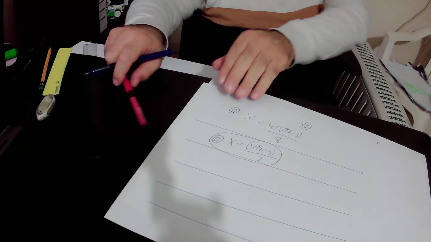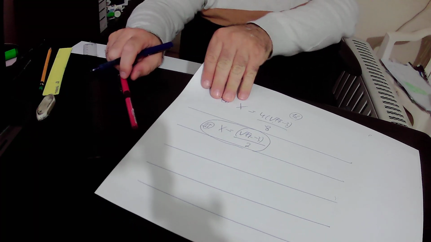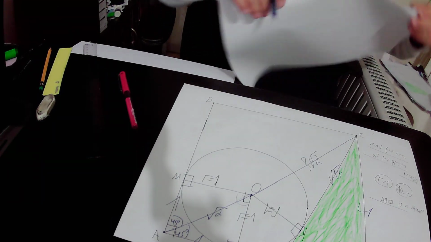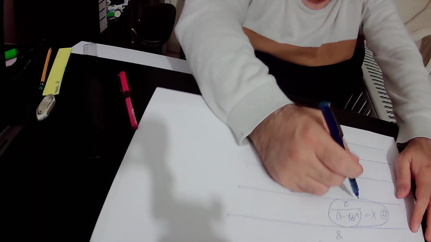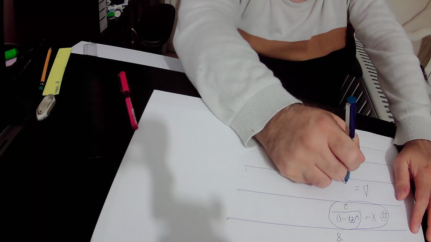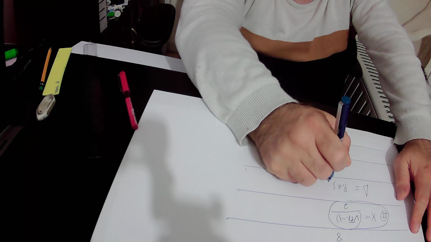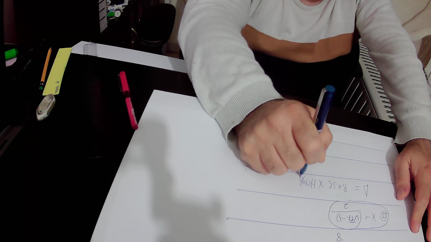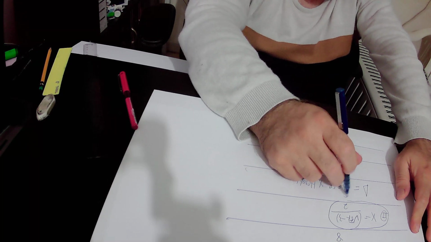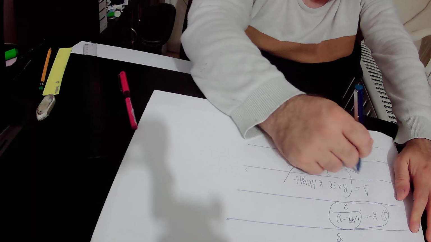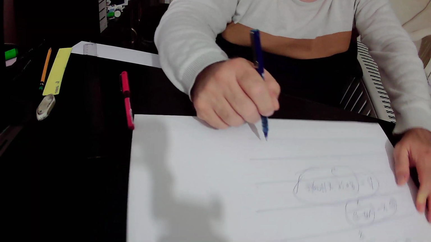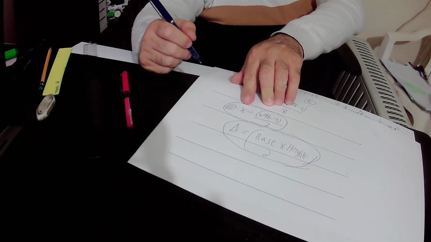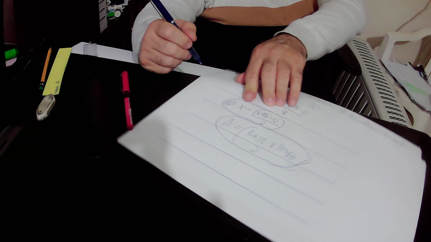And what is the area of the green right triangle, triangle CBE? The formula for the area of any triangle is equal to the base of the triangle times the height to the base over 2. This is the formula for the area of any triangle.